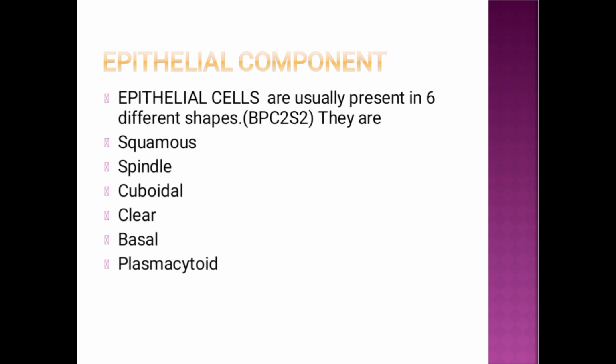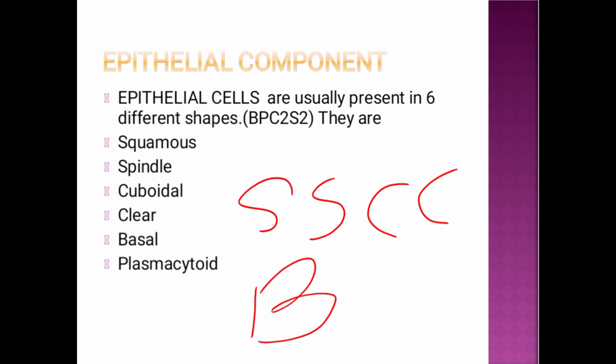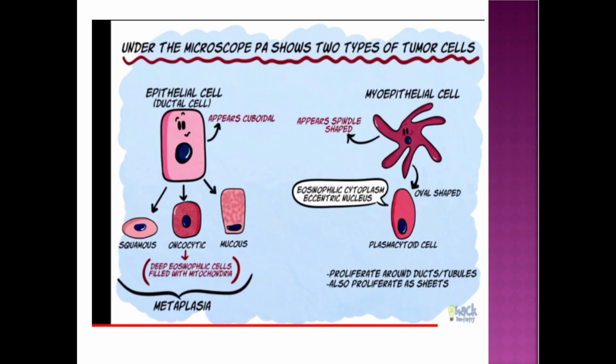Okay, this is very important. Like you have S, C, C, and then you have B and P. One is squamous, then there is spindle, the other is cuboidal, then you have clear, then you have basal, then you have plasmacytoid. So always remember, the epithelial cell is present in 6 different shapes. These are the shapes of ductal epithelial cells.